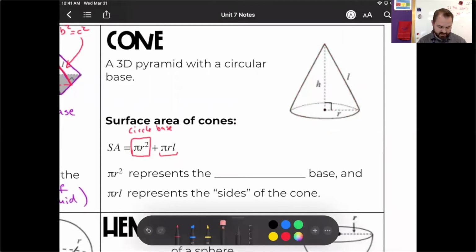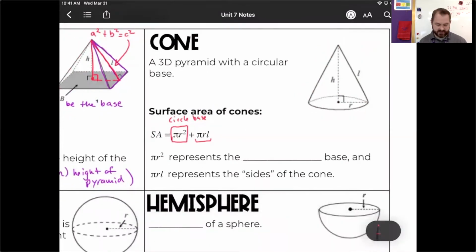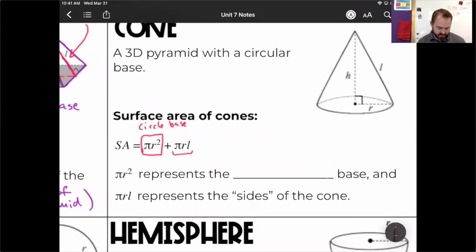To finish out this part about cones, pi r squared represents the circular base or the circle base area, and the pi r L represents the sides of the cone. So that formula is very, very important. Pi r squared plus pi r L. Very similar to the surface area of a cylinder equation, but you'll notice I don't have the big 2's in front of each of those.